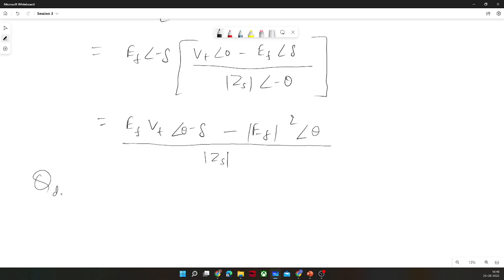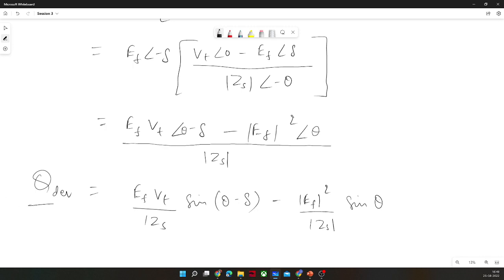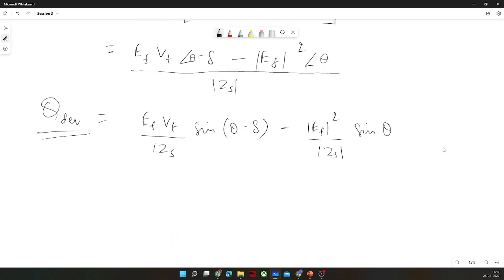So I can find the reactive power developed: EF VT by ZS sine of theta minus delta, minus EF square by ZS sine theta. So this is the formula of developed reactive power. You do not need to remember anything. You can write it just like it is. Okay.